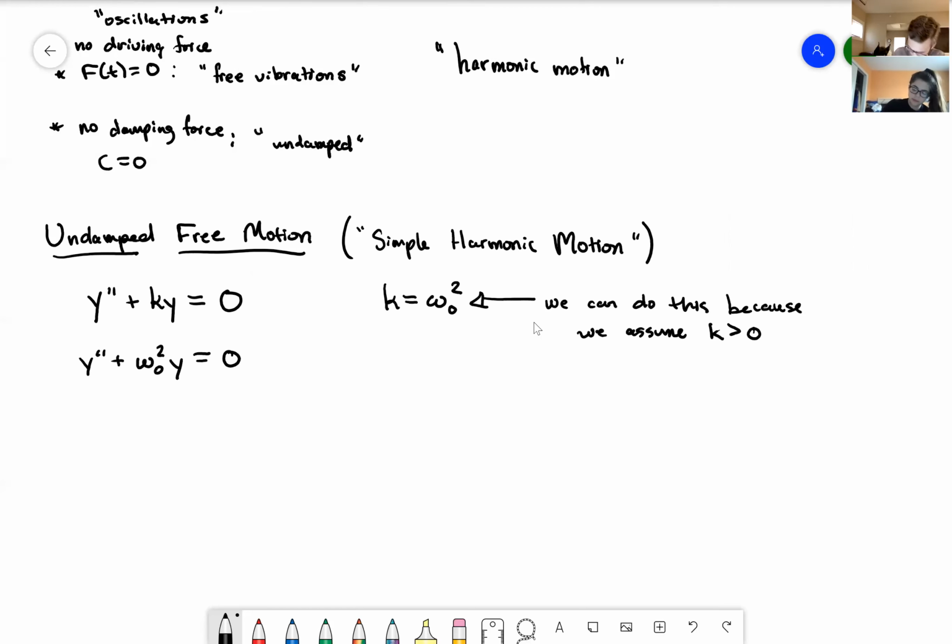Okay. Oh, I did make one small mistake. I did forget the mass coefficient here. So when we divide both sides by m, this should be k over m, not just k. That's a little mistake there. In other words, omega 0 is the square root of k over m.